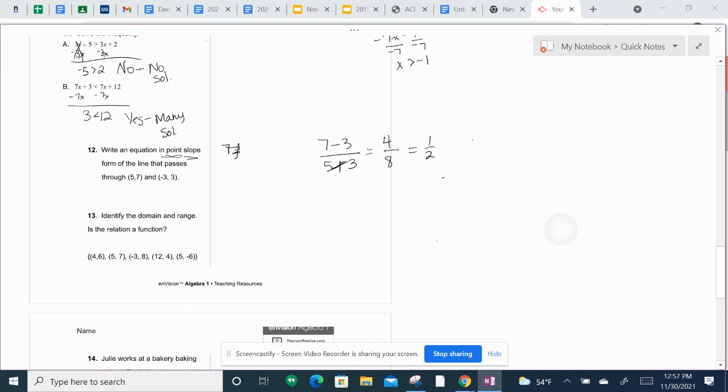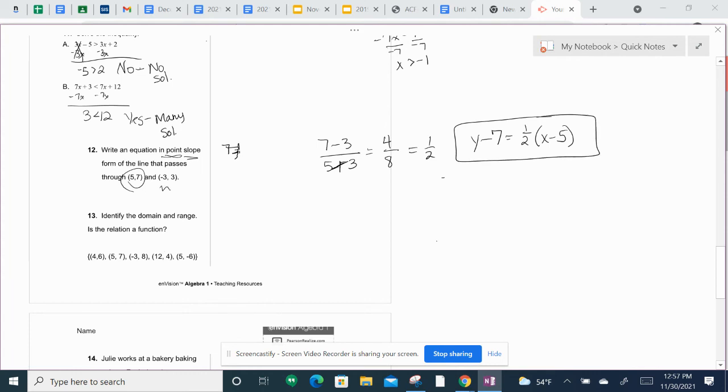Now, writing that in point-slope form, I pick one of my points. So I'm going to start with 5, 7. Y minus 7 is equal to 1/2 times x minus 5. And since they said point-slope form, I can just leave it like that.